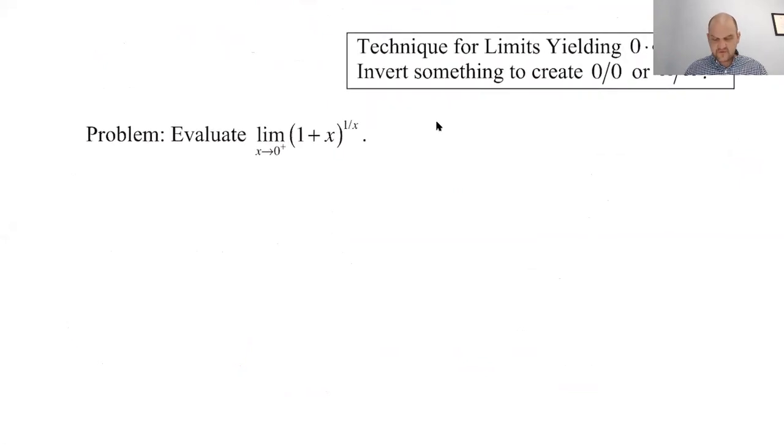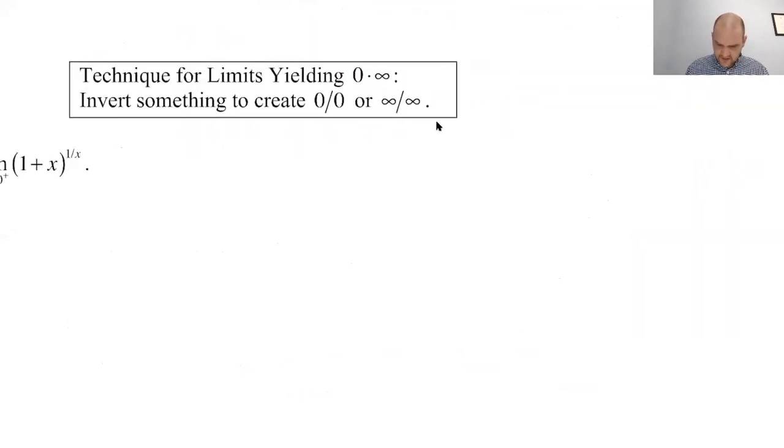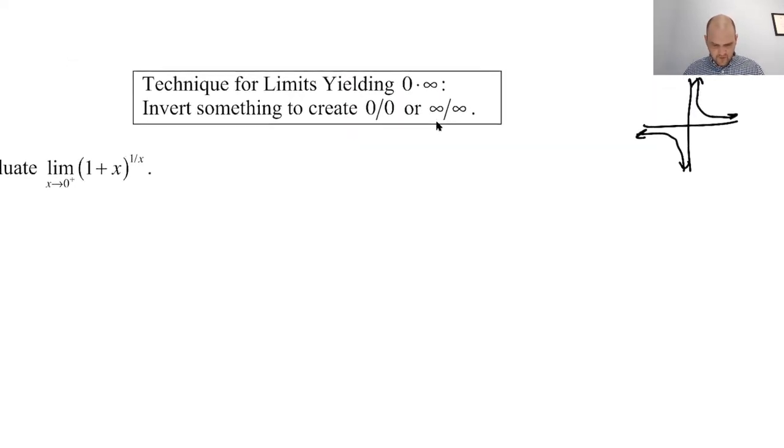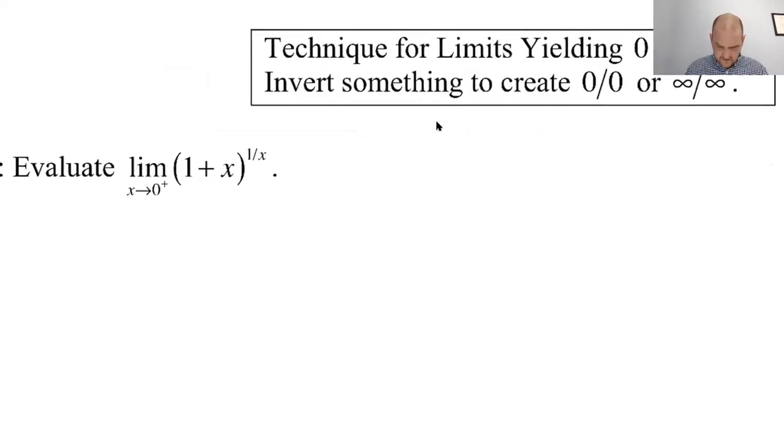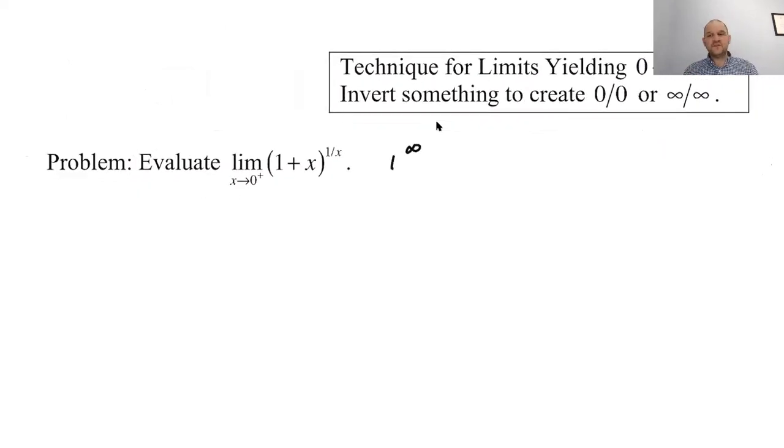So if you just think it through, what's 1 over x doing, right? So 1 over x, it's like this, it's like this. So as x approaches 0 from the right, 1 over x approaches infinity. So this is basically 1 to the infinity. All right, 1 to the infinity. How are we going to change that into something that we can use L'Hopital's on?